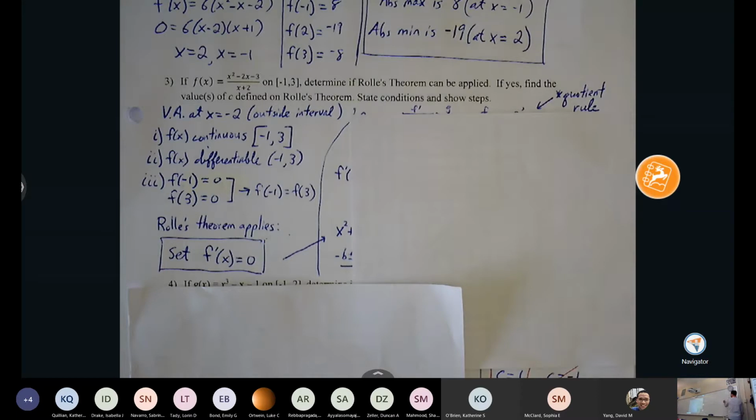Imagine if my endpoints are above each other. Maybe the graph just looks like this. We can't guarantee a slope 0 without looking at the graph. These endpoints have to be the same if we want to confirm a slope 0.